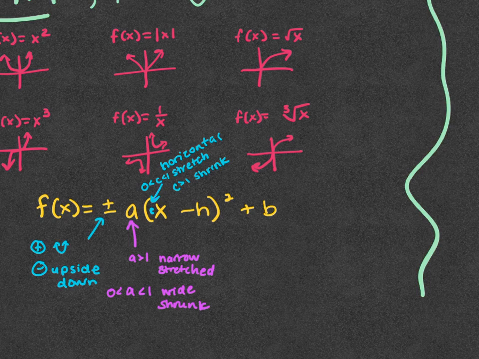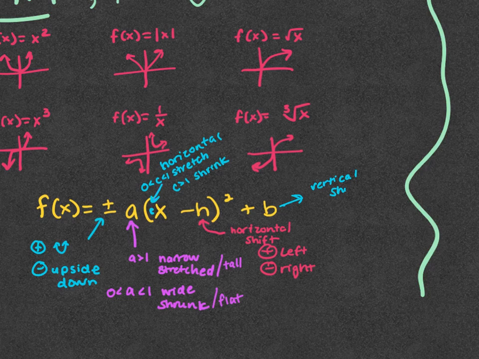Let me add on here too, if I was talking about a square root, I would say that this is tall and this is flat. The h is your horizontal shift. Positive, it moves left. Negative, it moves right. And the b is your vertical shift. Positive, it moves up. Negative, it moves down.